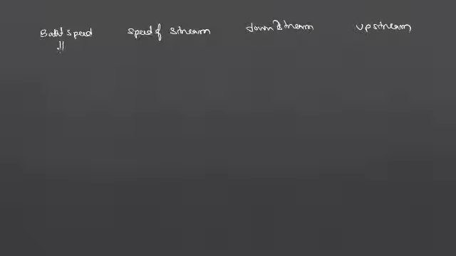If speed of boat is u, or in this case we can say v, and speed of stream is u, then what is the downstream? Speed of boat plus speed of stream. And what is the upstream? Speed of boat minus speed of stream.